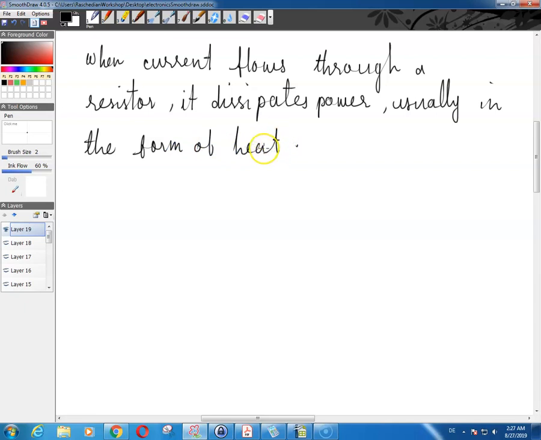And basically, electrical power is expressed in terms of a unit. The unit for power is watts. And I suppose Watt was the name of a scientist, a physicist.